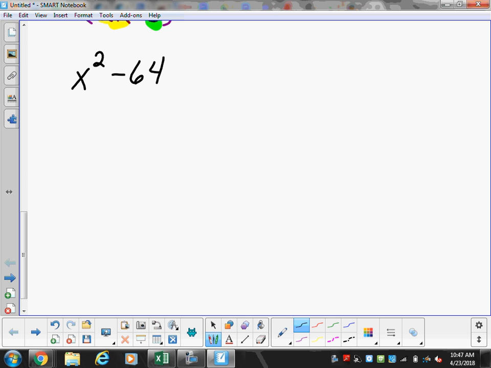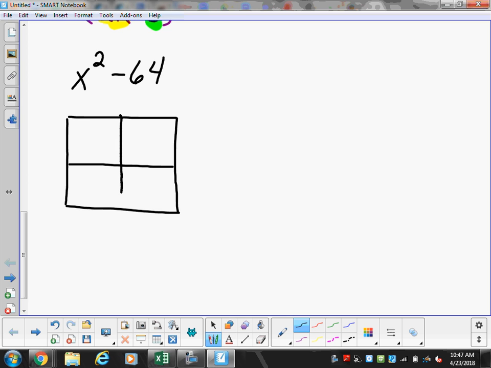What's our b here? 0. Because there's no x term. Negative 64 would be the c. Okay. So let's go through the box method and talk about it. In our box method, what would go in that first box? x squared.